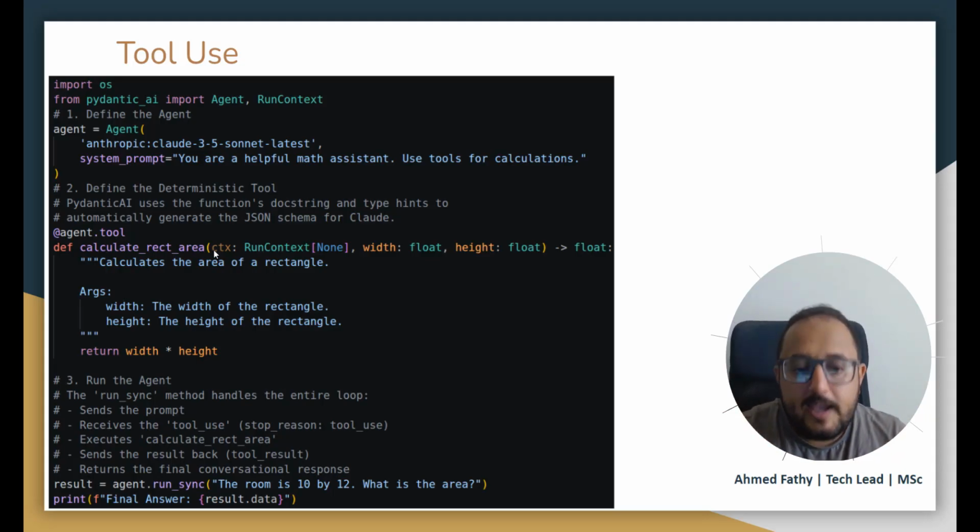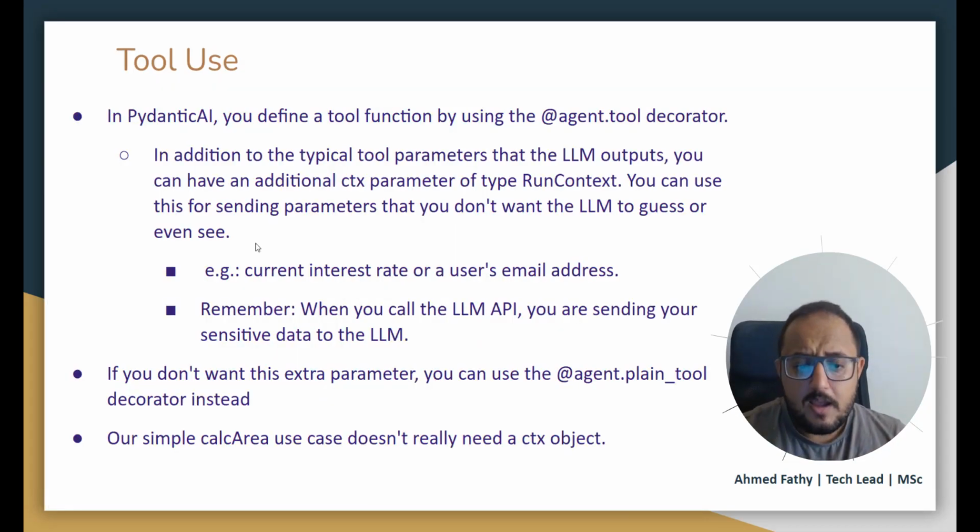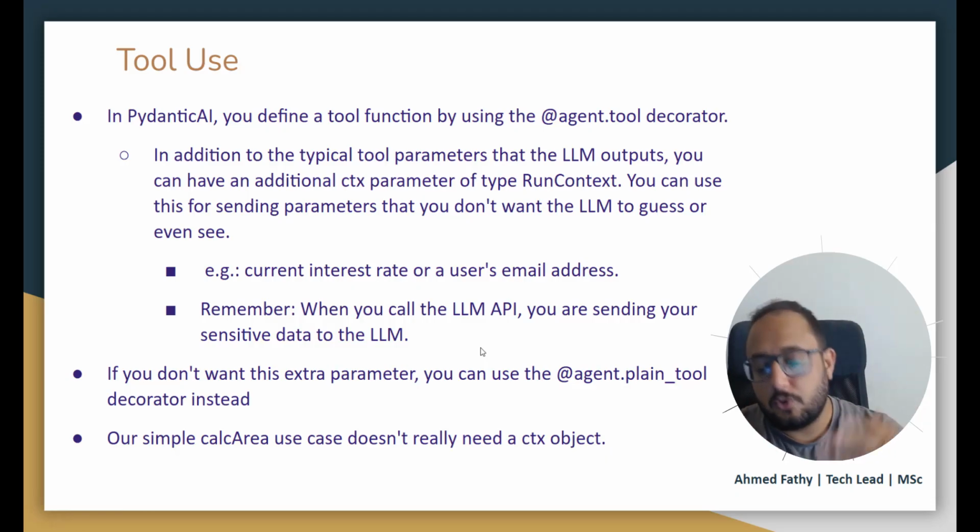So this is one way of doing this, right? Here you pass in some parameters, for example, current interest rate or user's email address. Remember, when you call the LLM API, you are sending your sensitive data to the LLM, right? If you don't want this extra parameter, you can use a plain tool decorator instead of tool. Our simple calc area use case doesn't really need a context object. I just put it here for completeness.